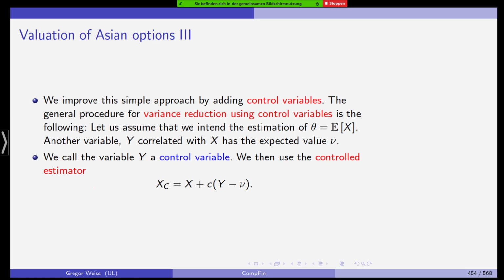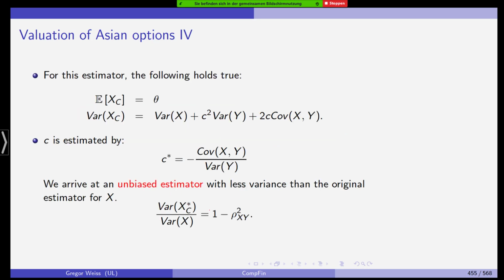Let's assume that we intend the estimation of theta being the mean of x. Now, if we have another variable, y, that is correlated with x and has the expected value nu, we call the variable y a control variable. And we can then use the so-called controlled estimator, xc equals x plus c times y minus nu.